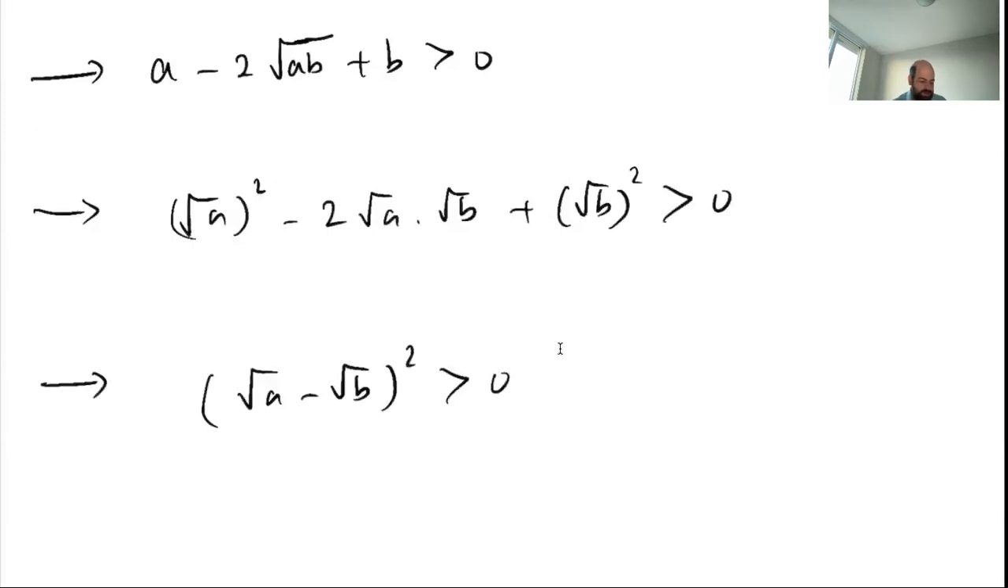So why is this true? So this one holds. I reached a step that I already know it's true. I already know it holds. So this inequality holds.